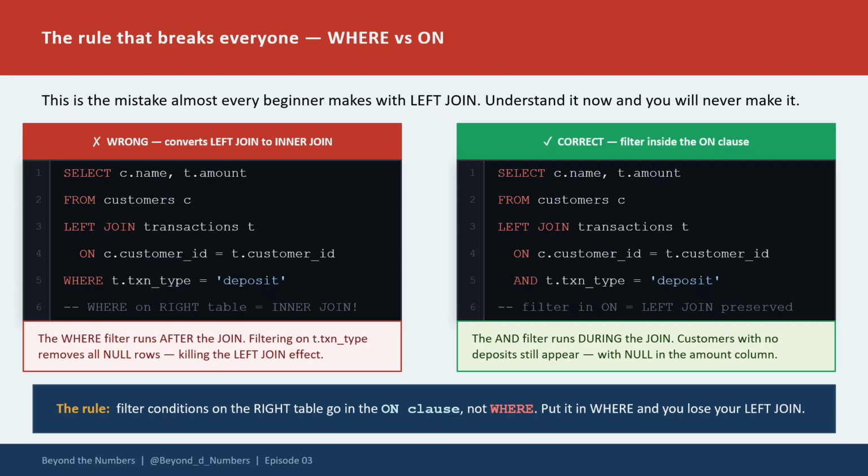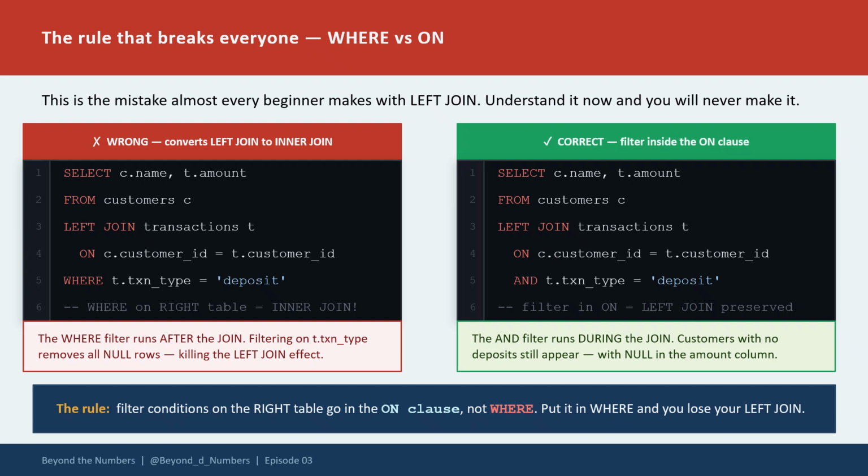That sounds reasonable, but here is what actually happens. The join runs first and returns all customers, including those with null in the transaction columns. Then WHERE runs, and WHERE t.txn_type equals 'deposit' eliminates every row where txn_type is null, which means every customer with no deposits is gone. Your left join has silently become an inner join, and you will never know why your results look wrong.